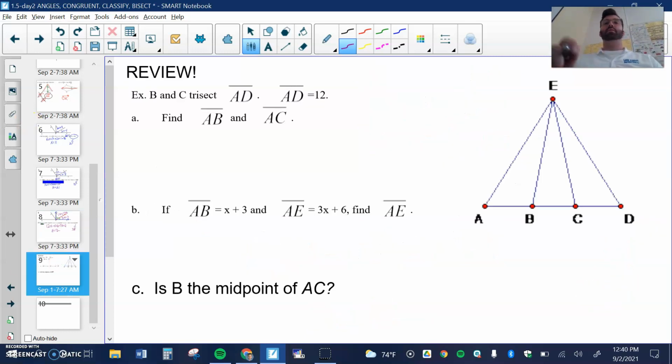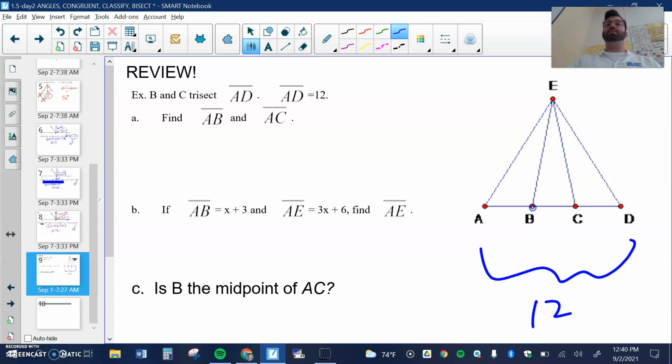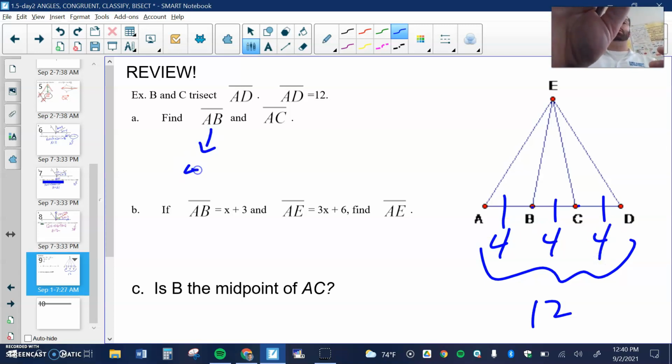All right, last one here. This is a little bit confusing. This whole thing is 12. B and C trisect this segment, which means trisect, tri means 3. 3 equal parts, 1, 2, 3. Well, if there's 3 equal parts and the whole thing is 12, 12 divided by 3 is 4. So that's 4.